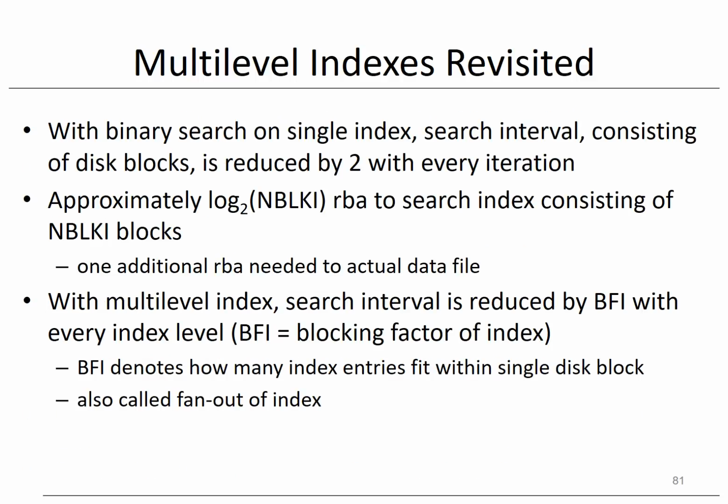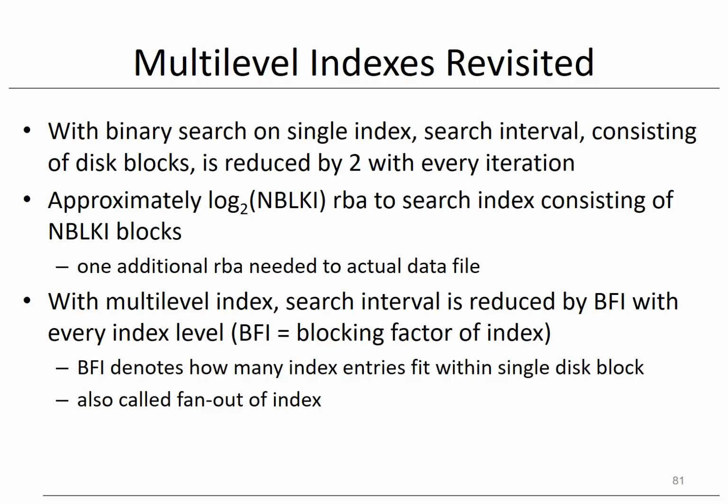With a binary search on a single index, the search interval, consisting of disk blocks, is reduced by a factor 2 with every iteration, and therefore it requires approximately log base 2 NBLKI random block accesses to search an index consisting of NBLKI blocks. One additional random block access is needed to the actual data file.